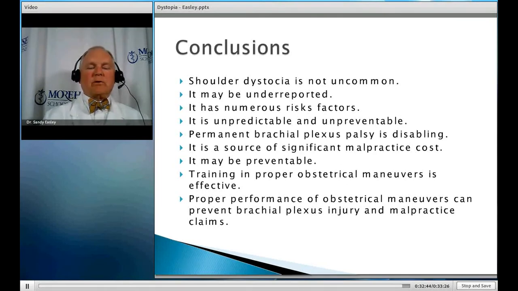This will be done in 2 phases. First, you'll learn by feedback how much force you are applying. And secondly, you'll practice performing the different obstetrical maneuvers to disimpact the anterior shoulder. And with this, it's my hope, and the hope of others interested in teaching this, that you will learn to reduce injury and enhance the defense of a malpractice suit if one is brought.